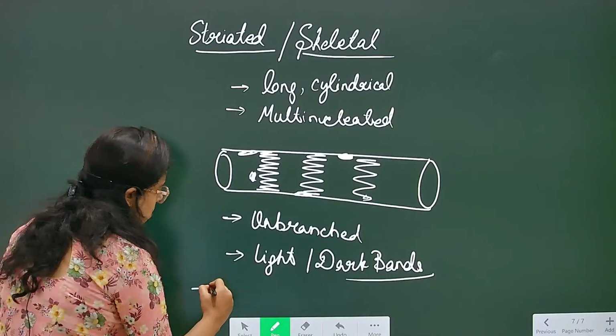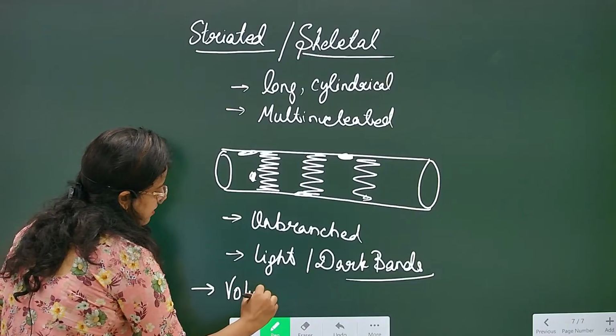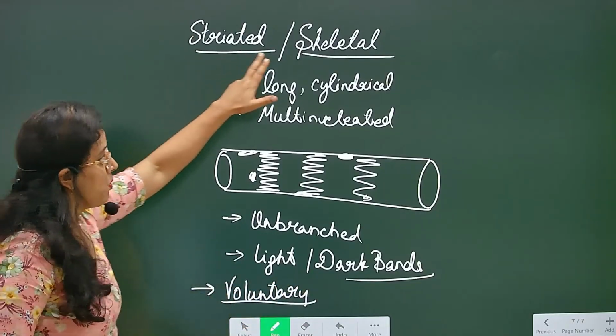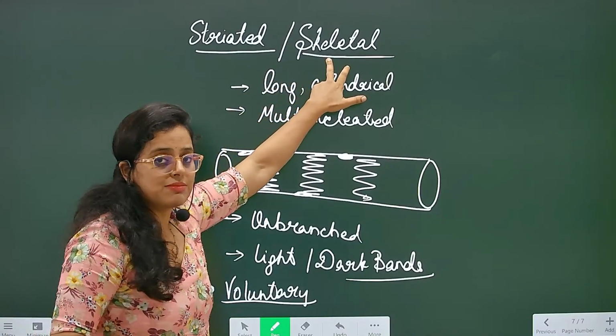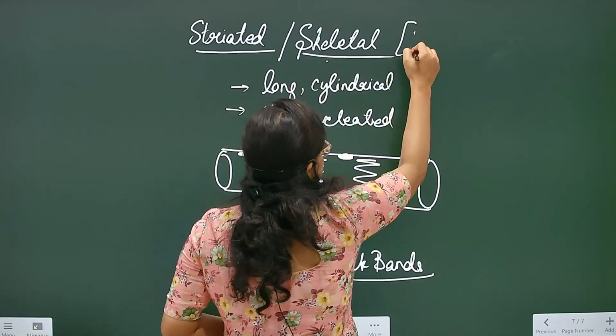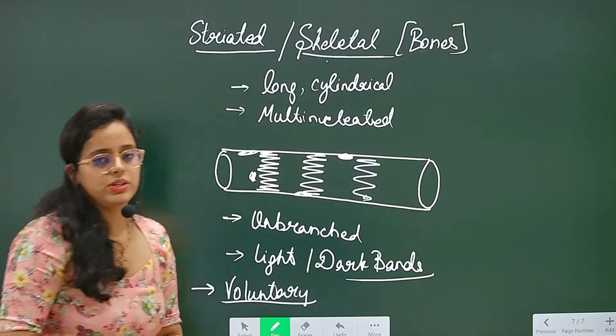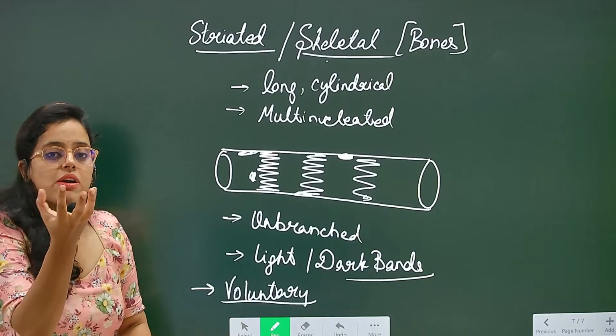And what is the role? Voluntary actions. They are attached to the bones. That is the reason they are called skeletal muscles. Why? Because these muscles are attached to the bones through tendons. They cause the movement of the bones. These muscles contract and relax.